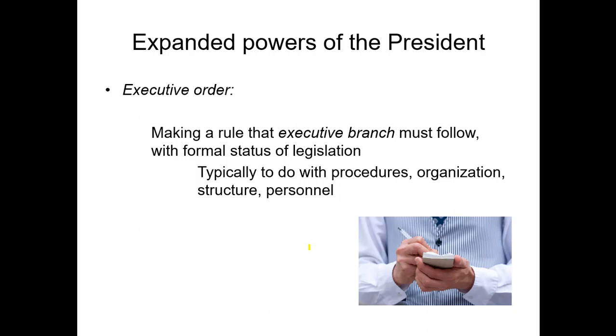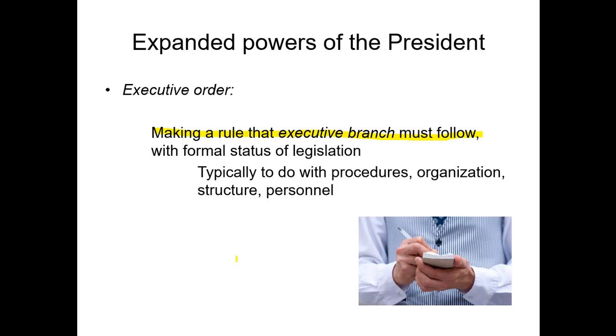Now, the third type of expanded power I want to talk about is called the executive order. These have expanded over time, particularly as the executive branch has gotten bigger and is tasked with more things to do. But basically, an executive order is simply the president making a rule that his branch must follow. As long as it does not interfere with a congressional law, it has formal status of legislation.